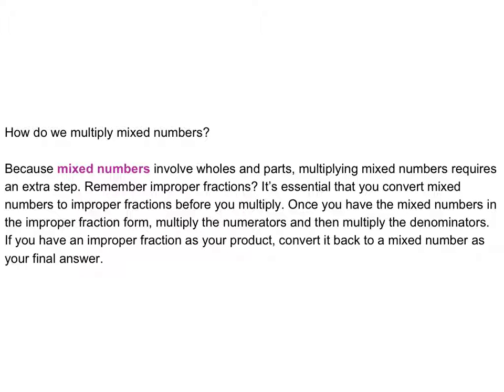What happens if we're multiplying mixed numbers? Well, because mixed numbers have wholes and parts, multiplying mixed numbers requires an extra step. So basically we're going to turn them into improper fractions first, and then we can multiply just like normal fractions. And then if we have an improper fraction as the product, we can convert it back to a mixed number as the final answer.